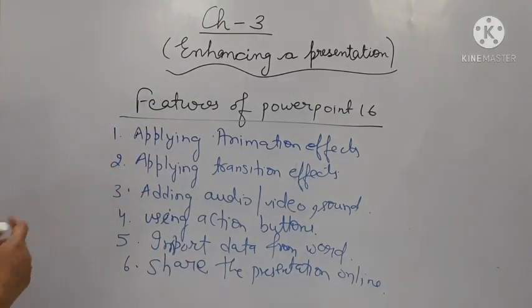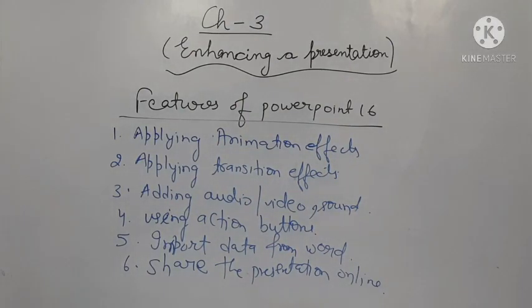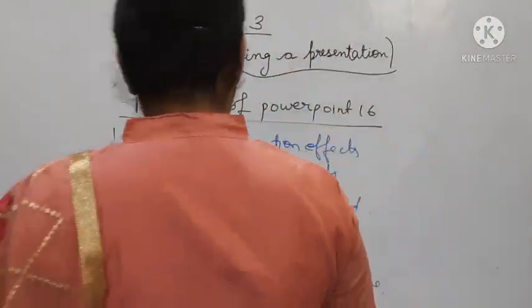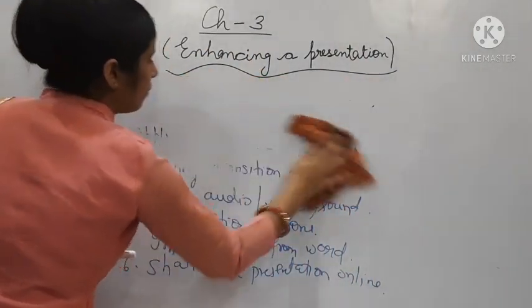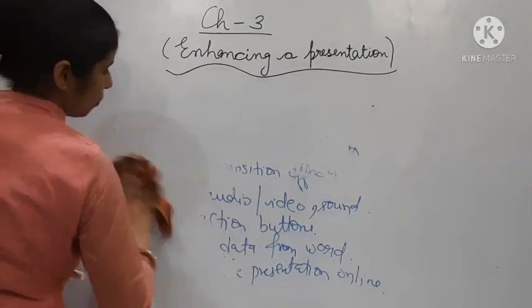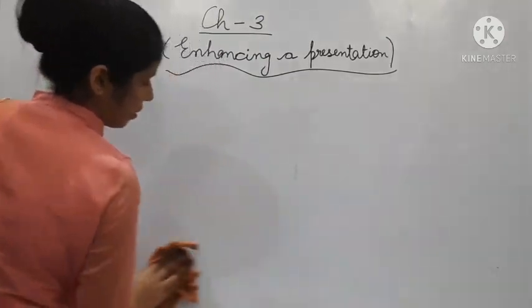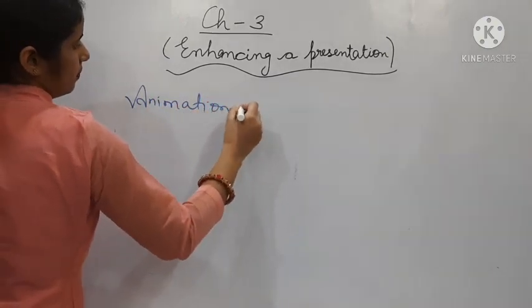These are the 6 new features that we will study in this chapter. The first one is applying animation effect. Second one is known as applying transition effect. Third is adding audio, video, sound. Fourth one is using action button. Fifth one is import data from Word. And the last one is share the presentation online. Now one by one we will discuss. The first one is animation effect. That term should be clear to us, what an animation effect is. So the name of the topic is animation effects.